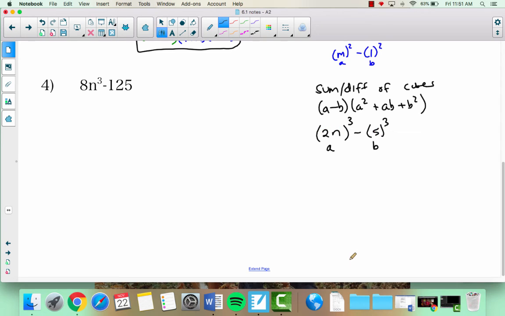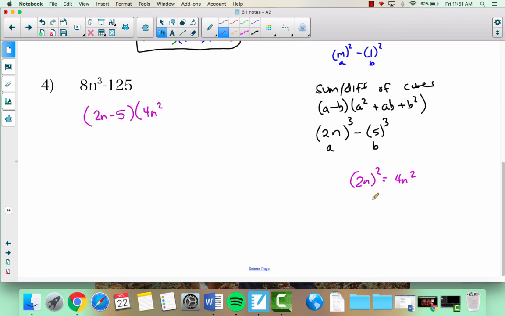Once we know what a and b are, then we literally just fill into our formula. So filling that in, my a value is 2n, and my b value is 5, so minus 5. Then we continue filling in the rest of the formula. A squared, so I'm going to have 2n, if you square it, becomes 4n squared. So I'm going to put 4n squared there. That's important. You make sure you square all of it.